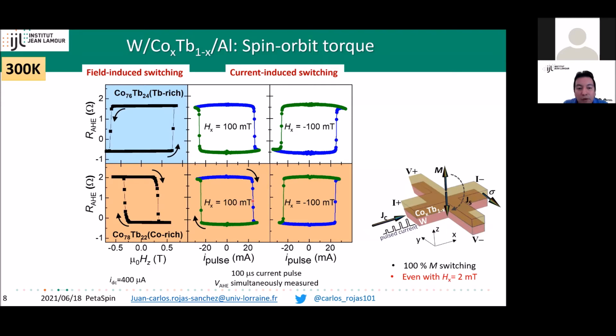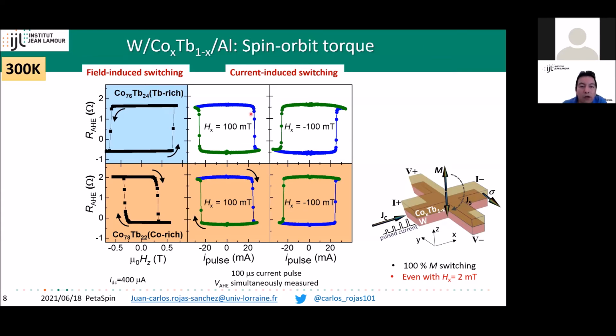If we reverse the in-plane field, we still need a little in-plane field to get the spin-orbit torque. We reverse the switching polarity. All this agrees with what we expected for spin-orbit torque induced by the spin Hall effect. So, I mean, we were quite happy with that.